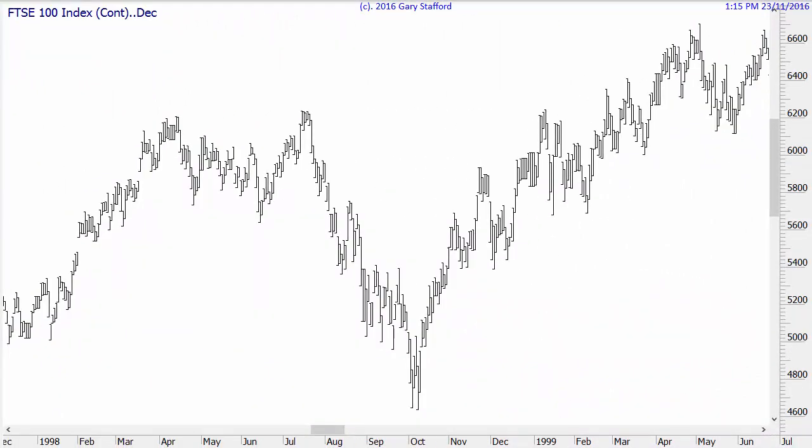Now I thought we'd finish off by looking at a real-time example which illustrates a lot of the points we've looked at so far, and it's some trades that I actually made in the late 1990s.